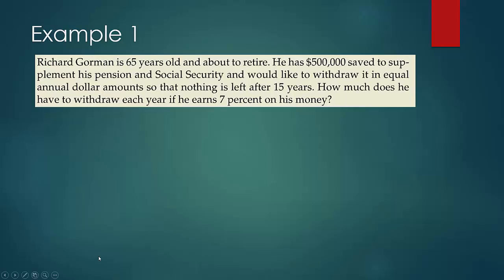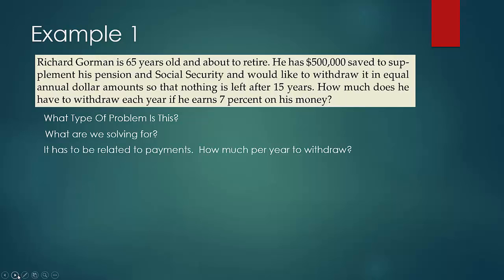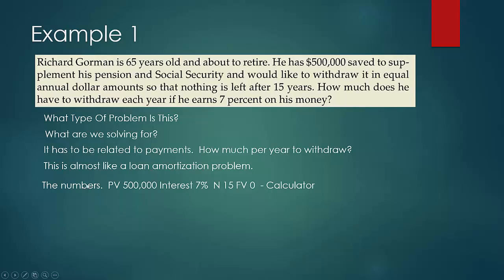And here, as we look at this, what are we solving for? We're solving for how much per year he can withdraw. So it's a lot like a loan amortization problem. And so we look at the numbers, and what do we have?